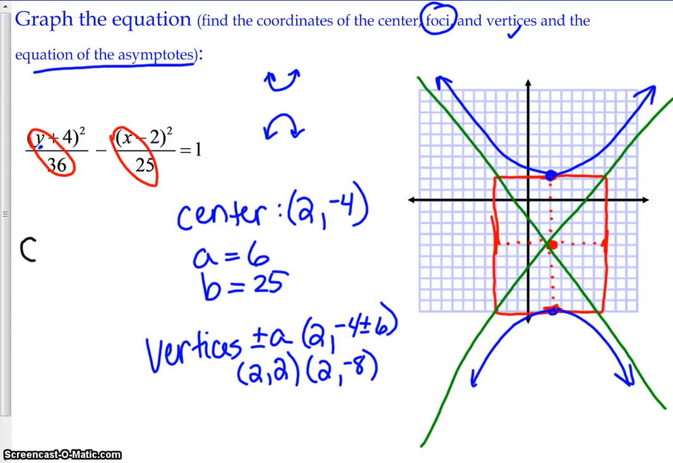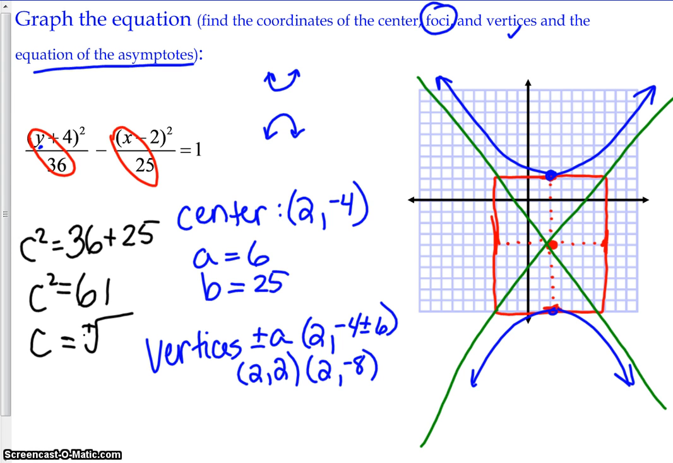I'm going to say my c squared would be my a squared, 36, and I add my b squared, okay? So I have 61. So my c squared is 61. So my c is plus or minus the square root of that 61. So the square root of 61, I'm thinking to myself, 8 squared is 64, so it's a little less than 8. So 7, let's say 0.8.